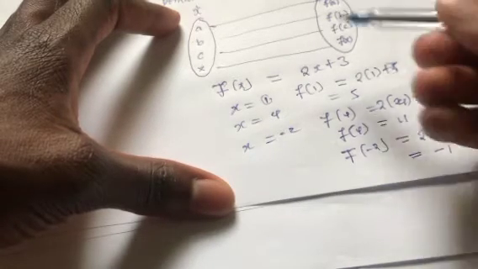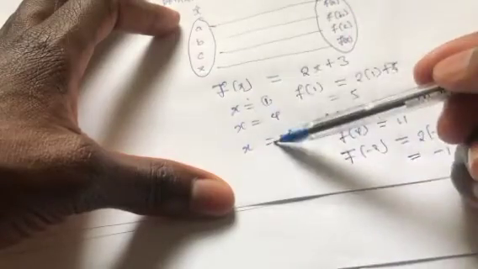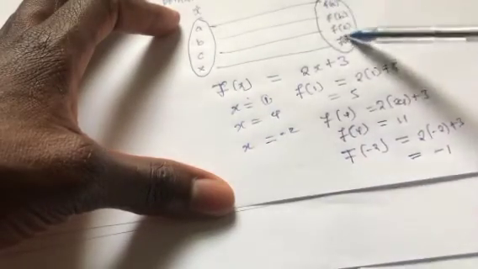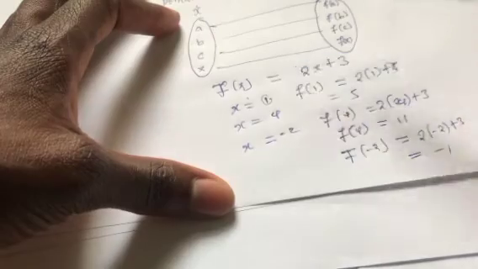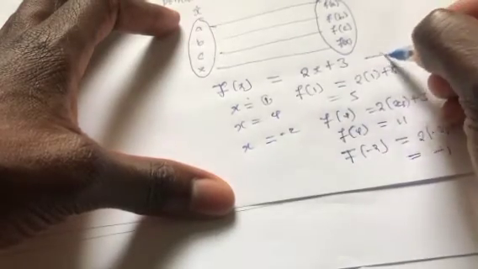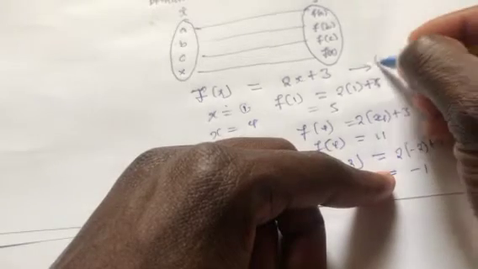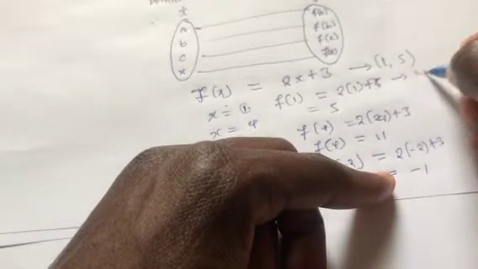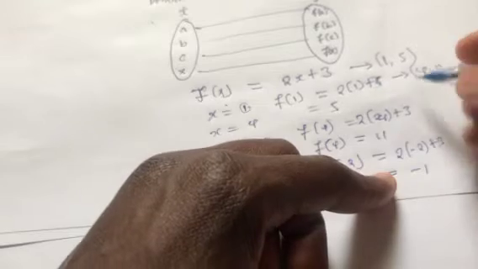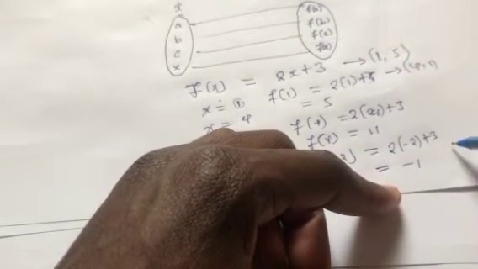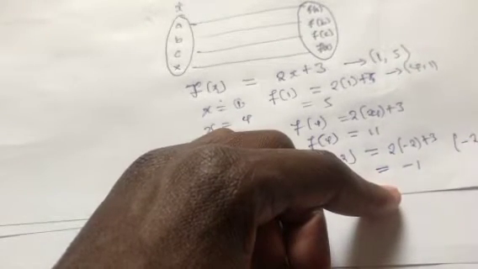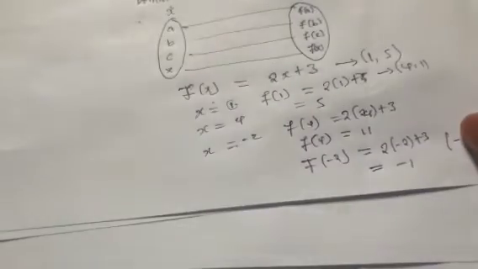Okay, so since these are values of x, and here we're trying to find the set of y, which is what? F of y. If they ask you what is the order of this, it is going to be 1, 5. Here the order has to be 4, 11. And definitely on the last part here, the order has to be negative 2, negative 1.